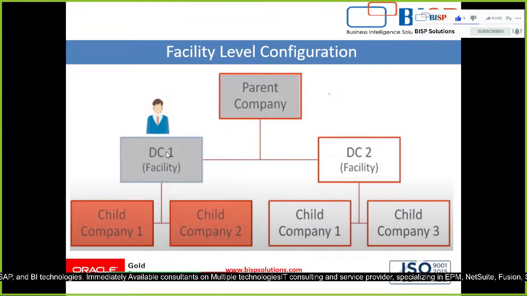If we make the changes at the facility, we can say the DC level, it's going to affect both of these. So whenever we perform some updation at the DC level, based on the updation at the DC level, both companies, child company 1 and 2, get the changes, right? So this is the facility level configuration, right? So the configuration part, you can say.